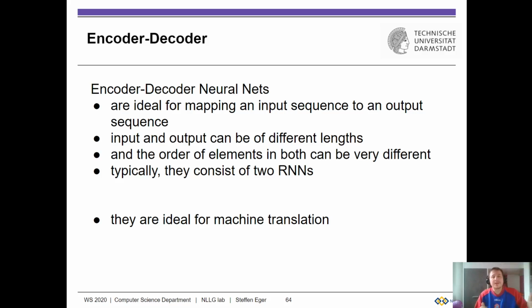Then we also have encoder-decoder neural nets. As I said, those are used for mapping an input to an output, and input and output can be of different length, and the order of the elements does not need to be the same in both of those sequences. Classically, encoder-decoder neural nets consist of two RNNs. So you take two RNNs and stack them together, and you can use them for machine translation.